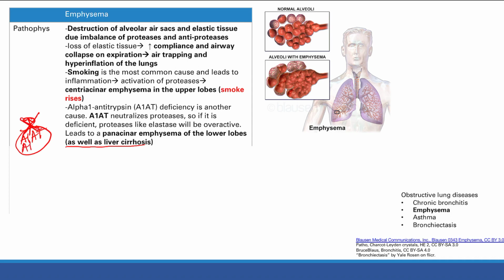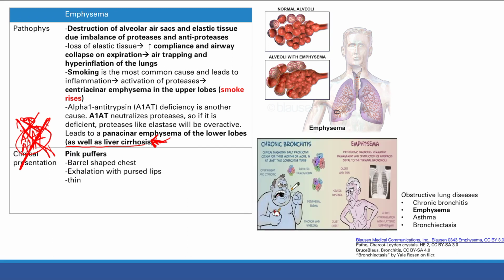So it's going to accumulate, and it's going to mess up your hepatocytes. Your whole hepatocyte is going to die, and eventually you're going to get too much dying of your hepatocytes. You're going to get liver failure. Your liver's not going to work very well, and that's basically liver cirrhosis. So if you ever see liver cirrhosis and emphysema, your answer is alpha-1 antitrypsin deficiency.